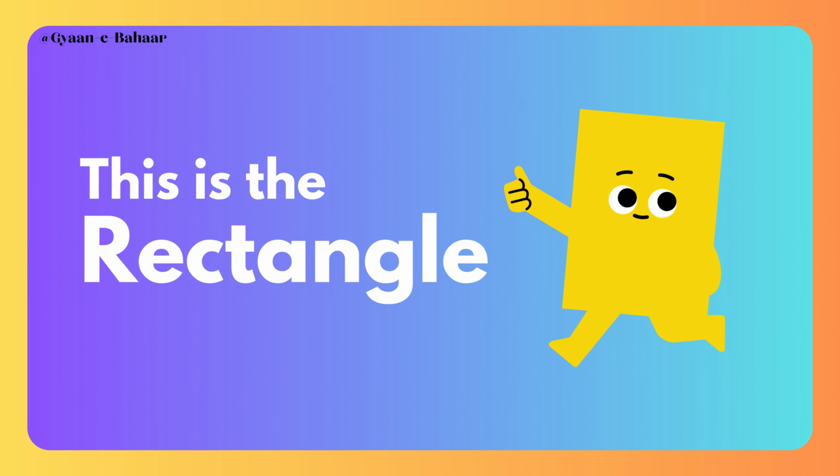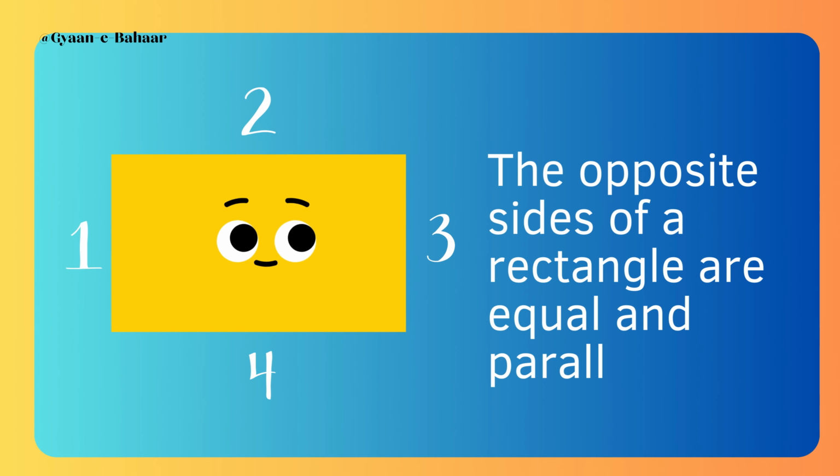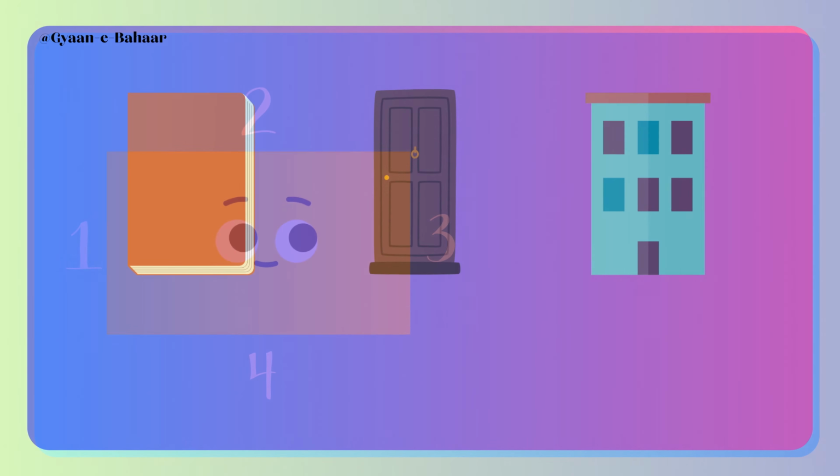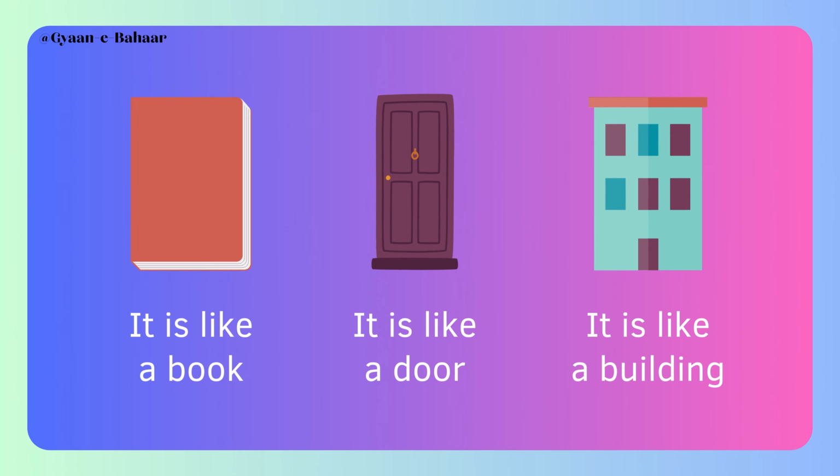This is the rectangle. The opposite sides of a rectangle are equal and parallel. It is like a book. It is like a door. It is like a building.